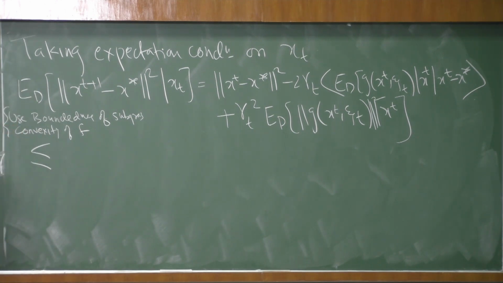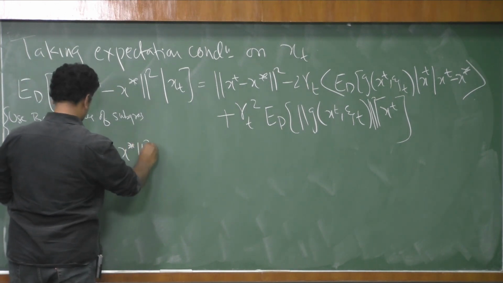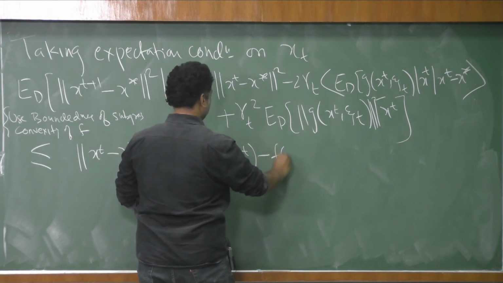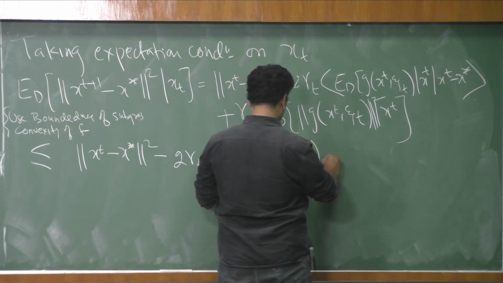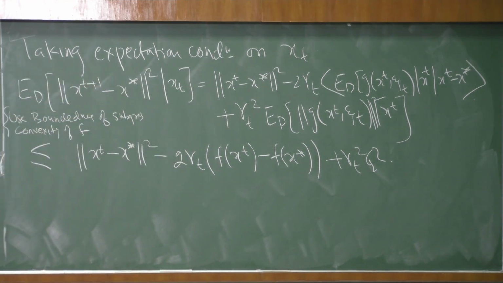You can check this. So overall, this will be less than or equal to norm of xt minus x star whole squared, minus 2 gamma t times f of xt minus f of x star, plus gamma t squared G squared. Now we will divide throughout by gamma t. Remember that the result was on the average, and this was a simple average, just the sum of xt. So we will divide by gamma t first, and since it's over the sum, we will take the sum throughout. These are the 2 steps we are supposed to do.